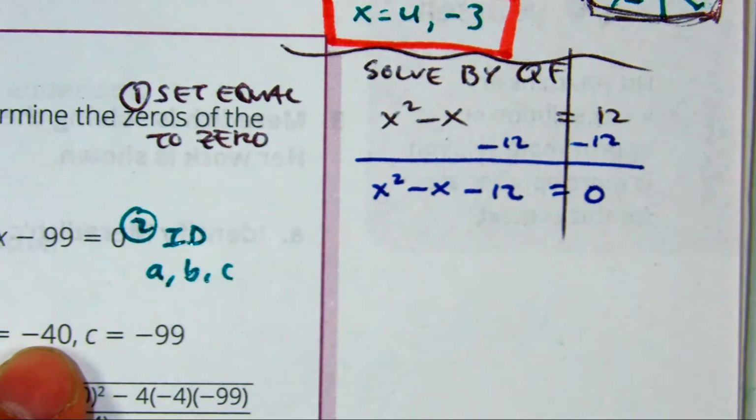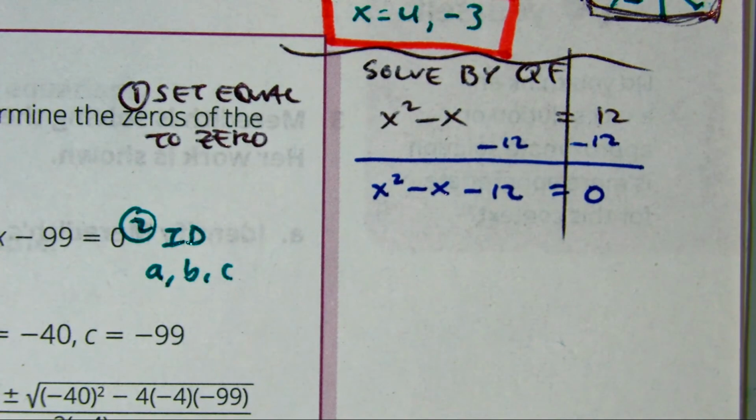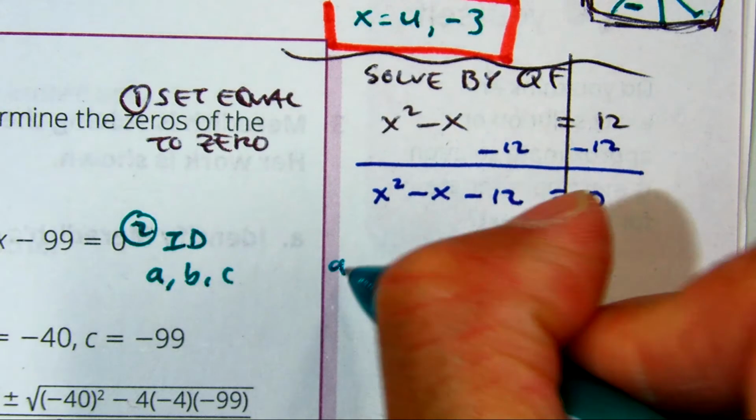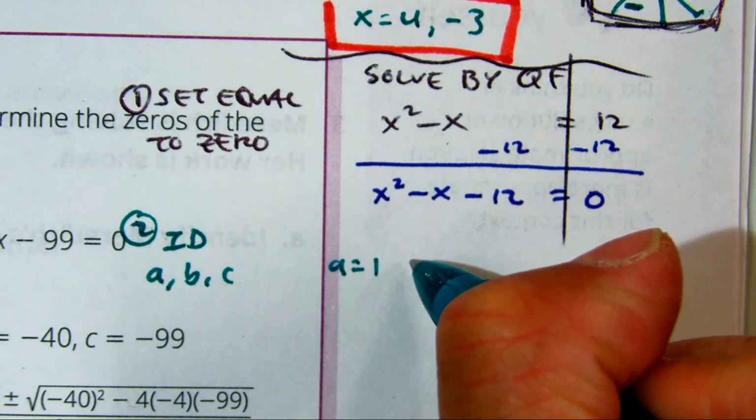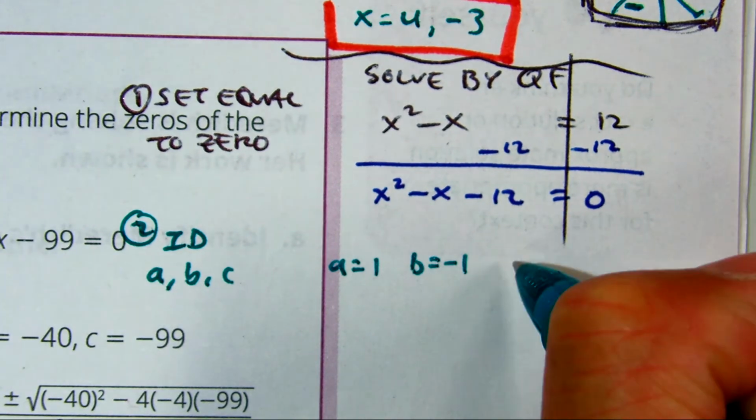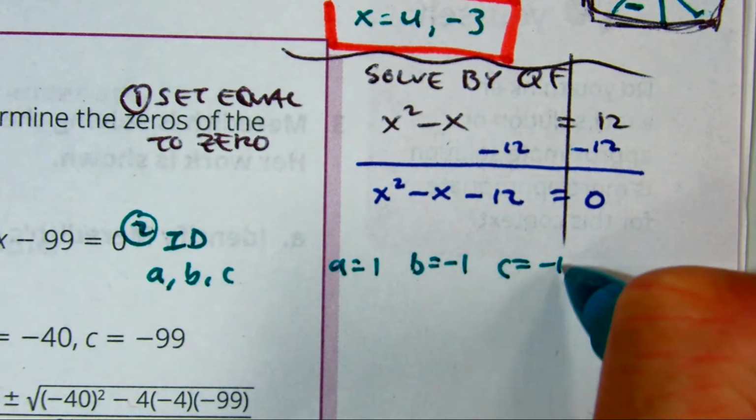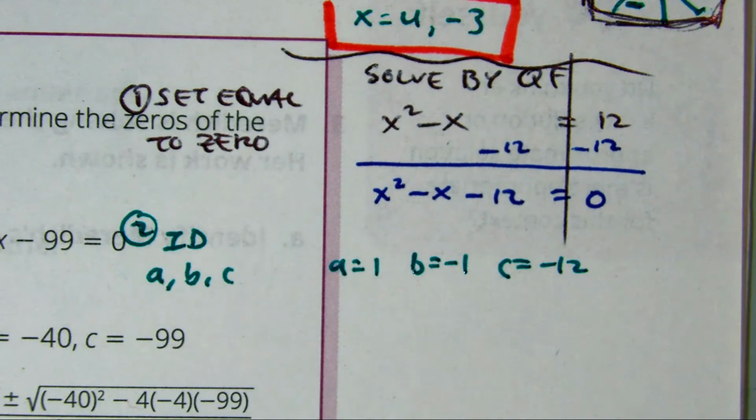Partner A, tell partner B, what is your A, B, and C? And partner B, tell partner A, what's standard form? Roberto, do you want to tell me standard form or A, B, and C? What's your A value? B value. And C value. Well, that comes from standard form. Ariana, can you tell us standard form?